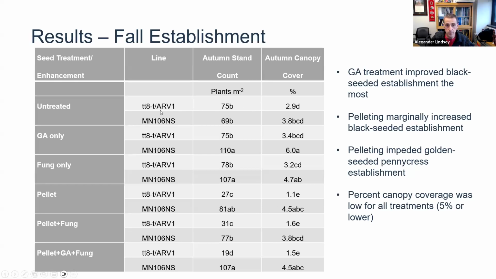The untreated type of our golden seeded ended up having the greatest establishment of the treatments here. Fungicide was slightly greater from a percent area perspective, but pelleting really did not improve establishment. In fact, pelleting negatively hurt stands for our golden seeded values. What was interesting though, across all of our locations, fall establishment was fairly slow, and percent canopy cover at this point in time was 5% or lower in all treatments.